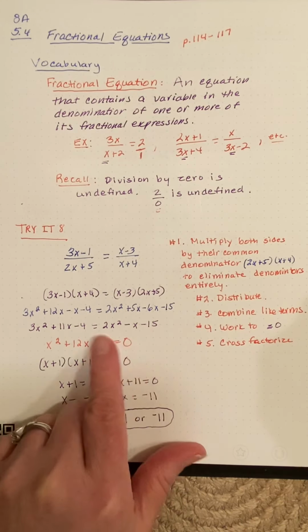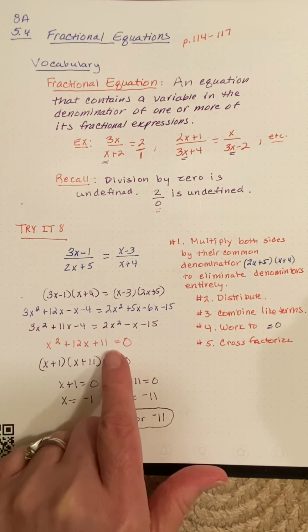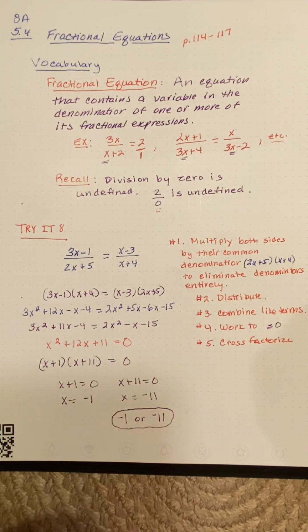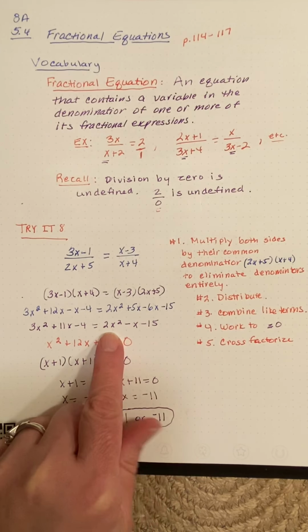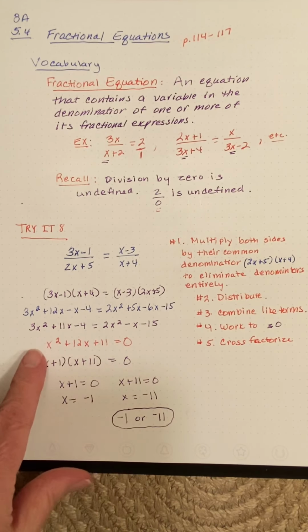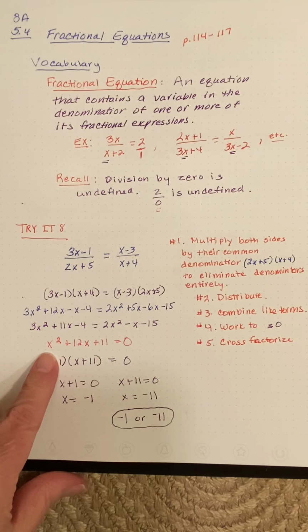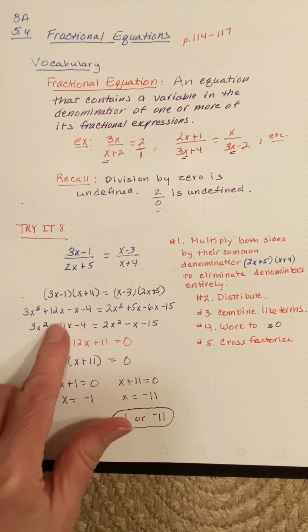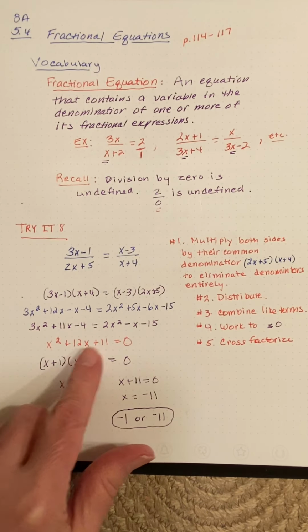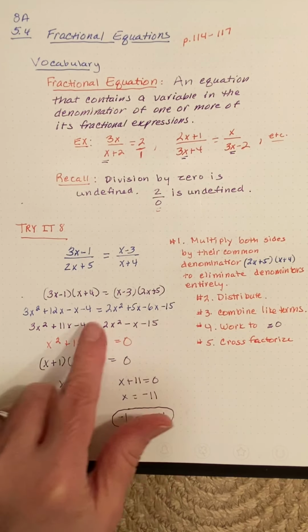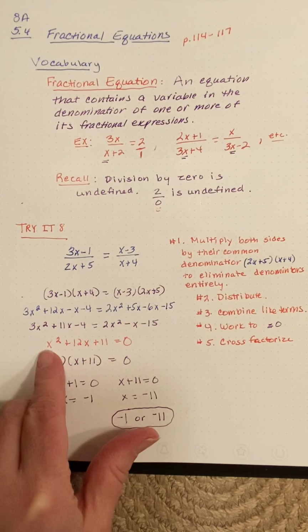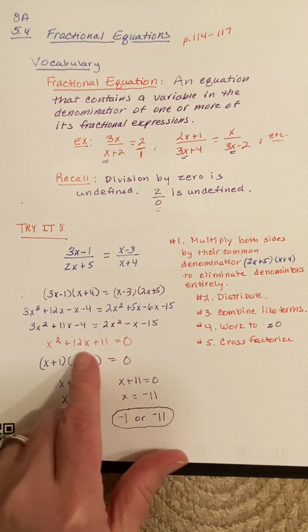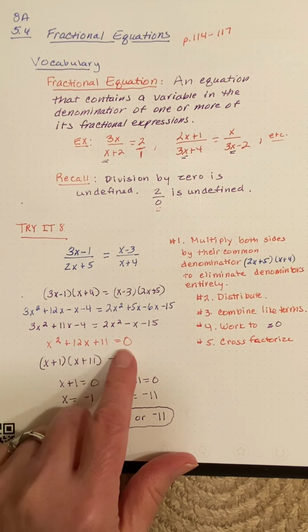Now I'm going to bring this all over to the other side, so I'm working to an equals 0 part here. So that 2x squared becomes negative 2x squared, so I'm left with x squared. I add an x, I have 12x. I add a 15 to a negative 4, so I have a positive 11. So now I'm left with x squared plus 12x plus 11 equals 0.